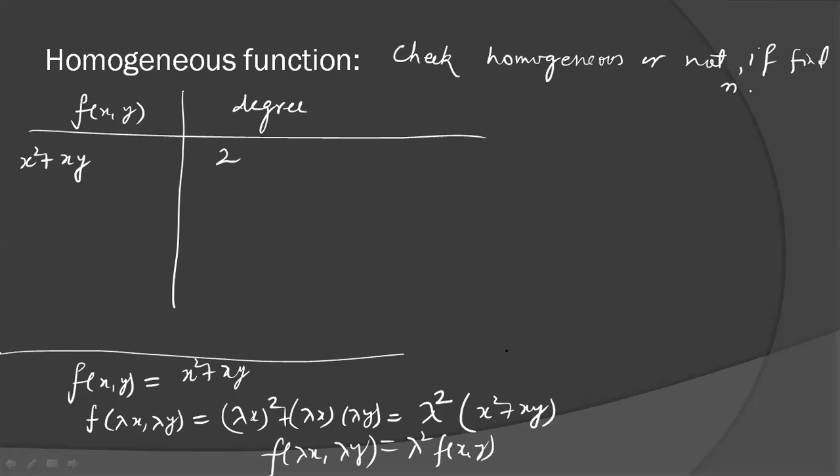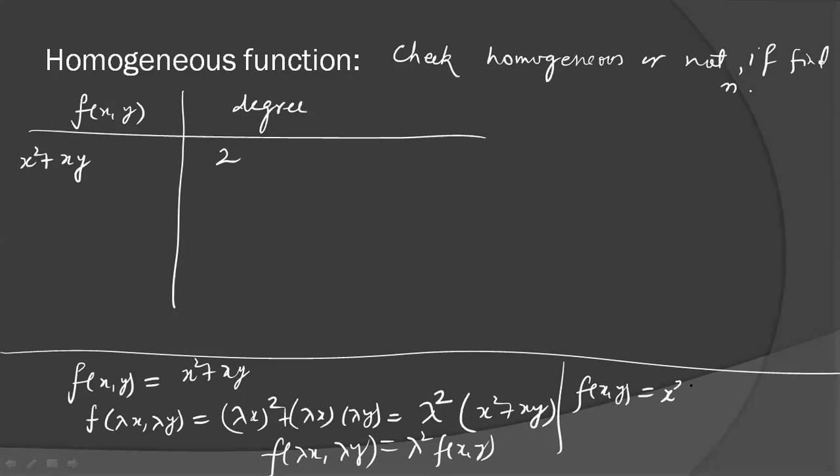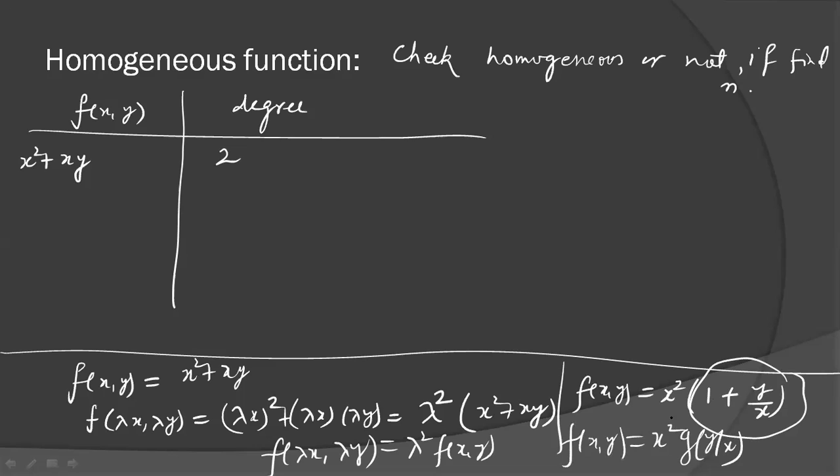What is the other way to write it? If we take x square common, then it will be 1 plus y over x. This is a function of y over x, so it can be written as g of y over x. So this is a homogeneous function of degree 2. But I will advise you to follow the first definition. This is a better way to find the degree.